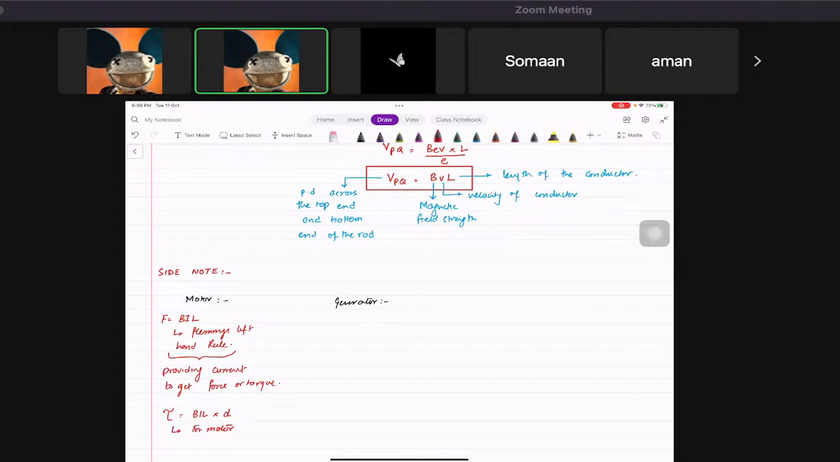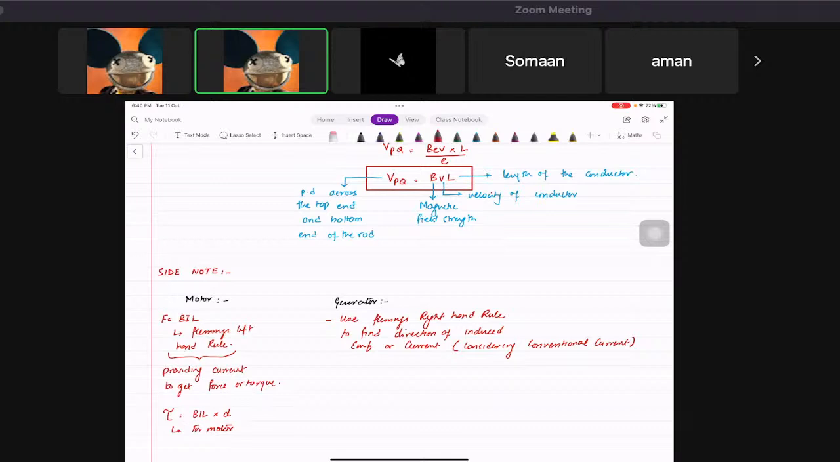However, for a generator, you need to remember that because of Lenz's law, you use Fleming's right hand rule, which means basically it has the same rules. It's just that you use your right hand to do it, to find the direction of induced EMF or current. Okay, and you need to remember this considering conventional current. This is only for that.